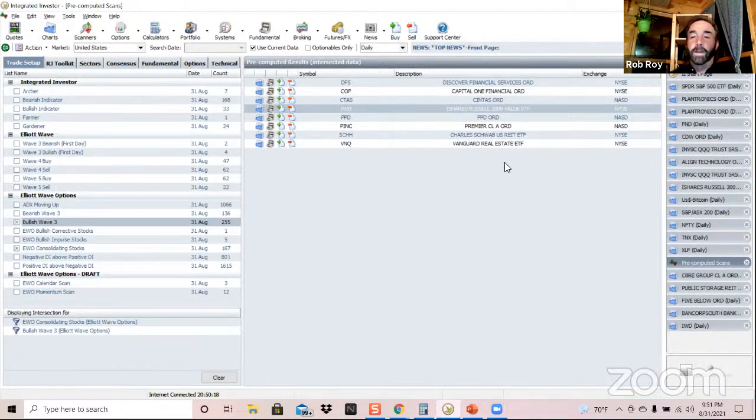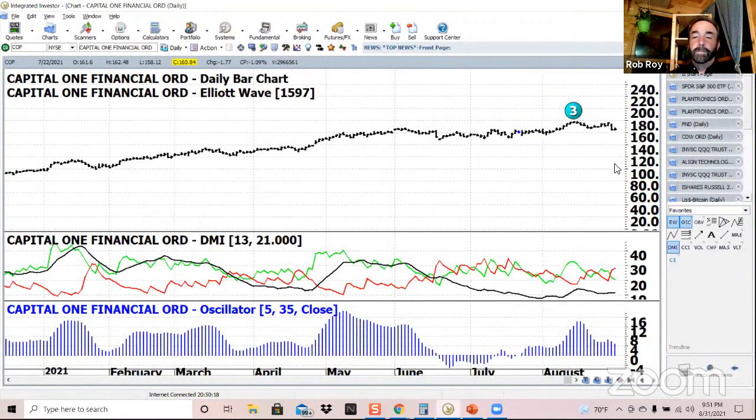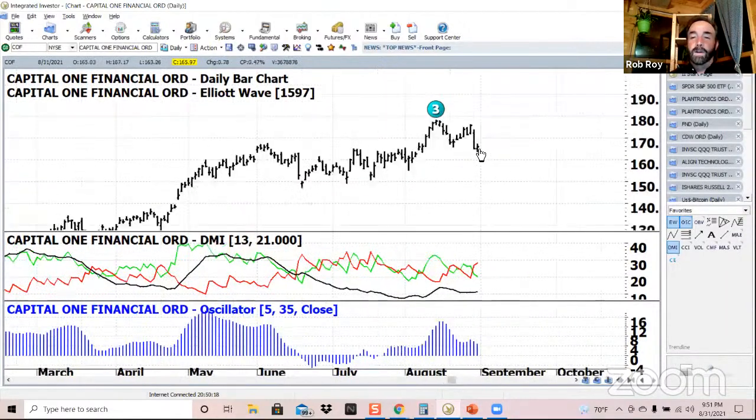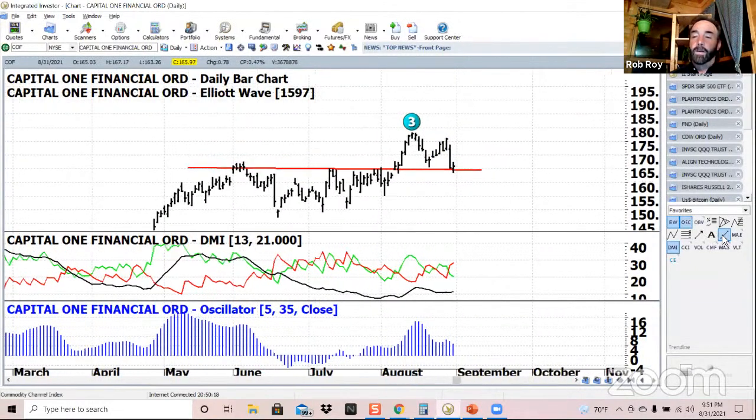So we got real estate and financials. It's pretty much it, except for Cintas. If we look at Capital One, breakdown yesterday, sideways day today, and it's not really much of a triangle pattern, but it's certainly consolidating right there at 165. So it tried to break above it in the middle of August, came back down and tested it, tried to do it again towards the end of August, and made a lower high. That's not exactly what you want, is it?